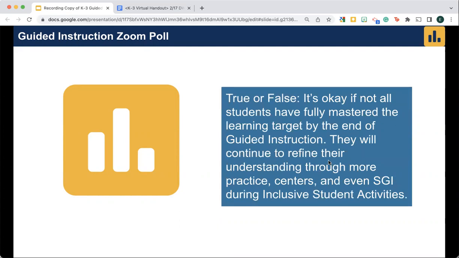It's okay if not all students have fully mastered the learning target by the end of guided instruction. They will continue to refine their understanding through more practice, centers, and SGI during inclusive student activities.